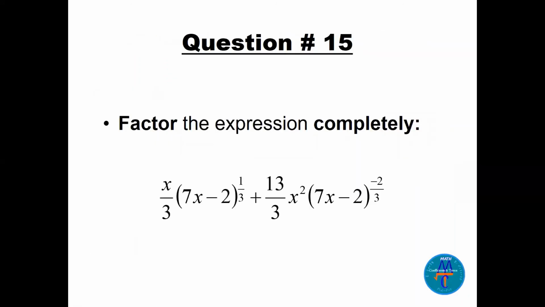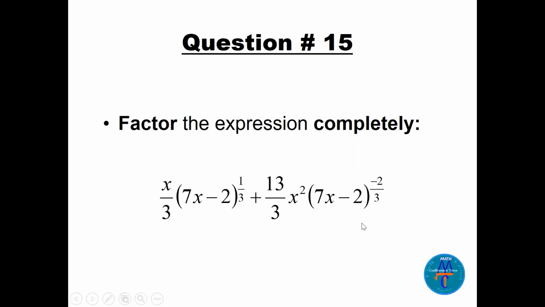Factoring again, question number 15. Factor the expression completely. Now here you have to be careful. We have numbers in common here. We have numbers, fractions. We have the x and x squared. We have 7x minus 2. This is all the base with different powers, 1/3 and minus 2/3. We take the smallest. Even x squared and x, we take the smallest power. And we take 1 over 3 common. So I can take out 1 over 3 and also x. Also this one with the smallest power.